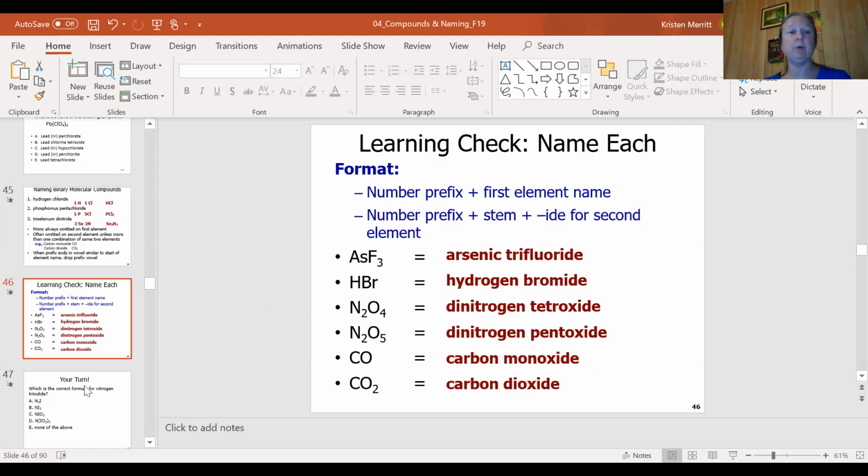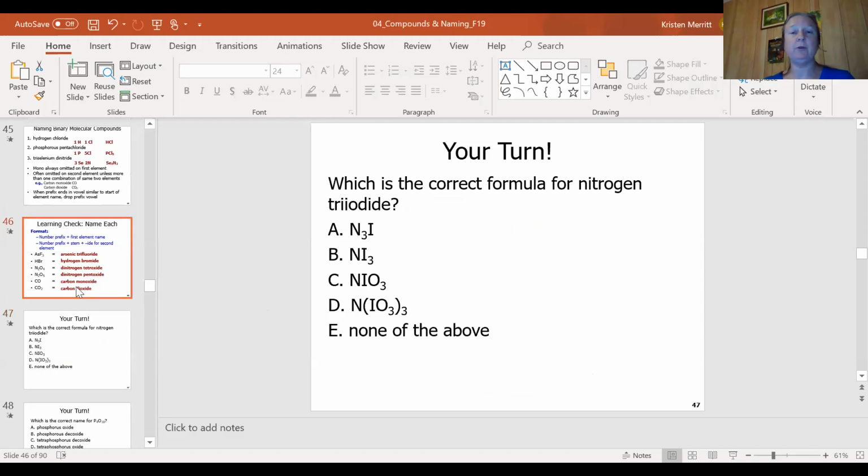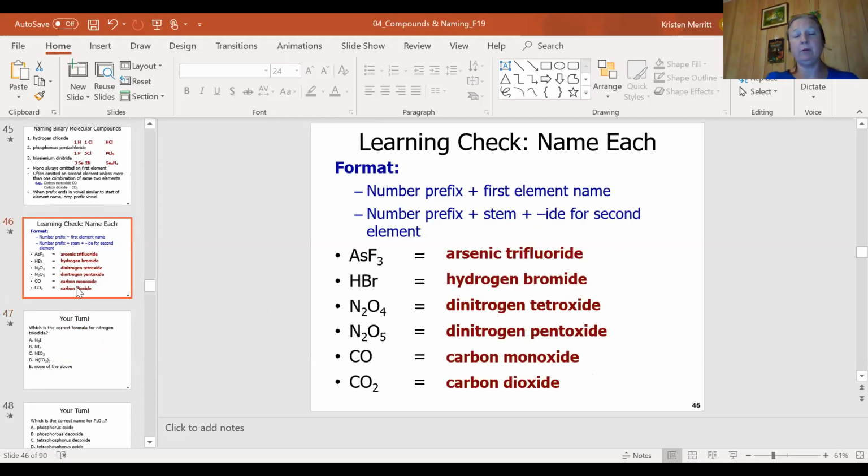So here are some examples to go over. It's a good idea to cover the names, try to name these on your own, and then check your answers. Now, be careful because here's the nitrogen-oxygen combination. Now, we just saw in the polyatomic ions, NO3, nitrate ion. That had a charge on it. You know if it's a polyatomic ion because it's going to have a charge on it. It's an ion. If you do not see a charge, it's not an ion, it's a molecule.